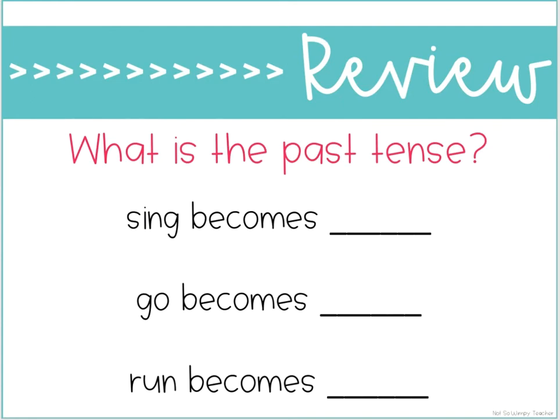Now, what is the past tense? Some verbs, past tense, are irregular, right? So, what is the past tense of sing, go, and run? Again, pause the video, jot down your answers, and click play when you're ready to review. We have sang, went, and ran.